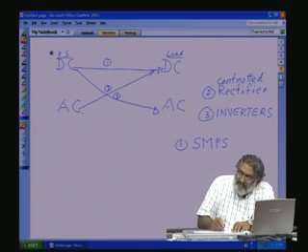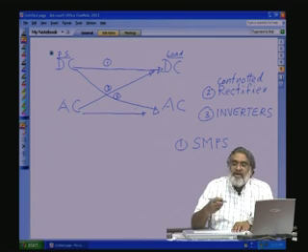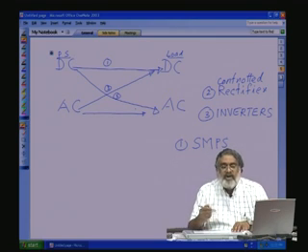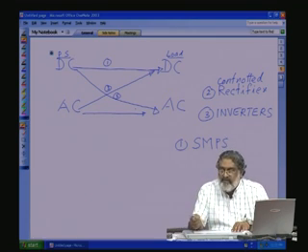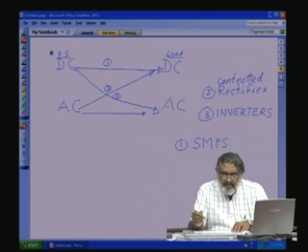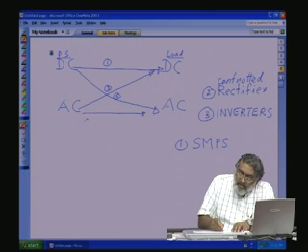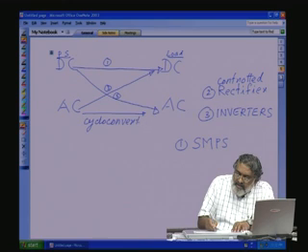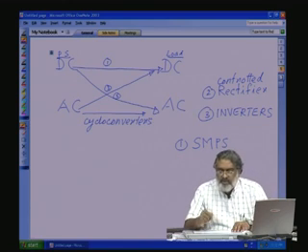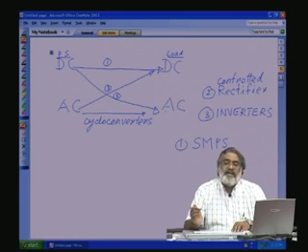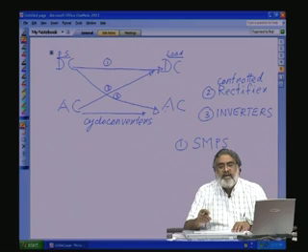Then another one, AC to AC. That means the voltage, current and frequency of one level is converted into a different voltage, current and frequency. In old books you can see one class of converters called cycloconverters, for example. But we will not be studying this now. We will be mainly concentrating on the AC to DC and the DC to AC converters in our main course.